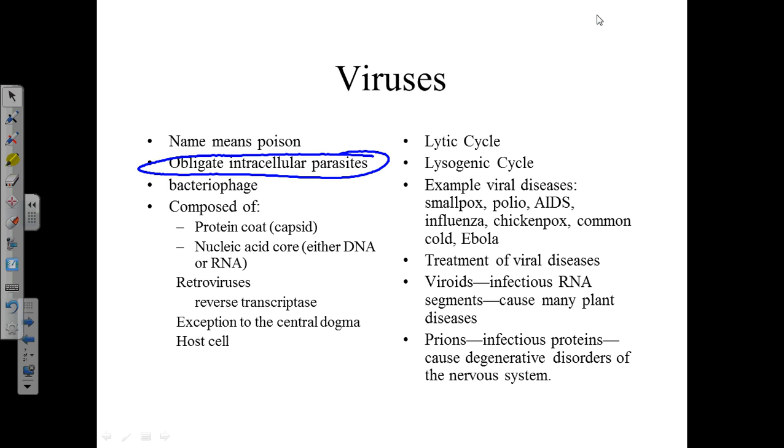Viruses themselves are not made out of cells, right? Viruses don't have cells. That's why they're not considered to be what? Living.